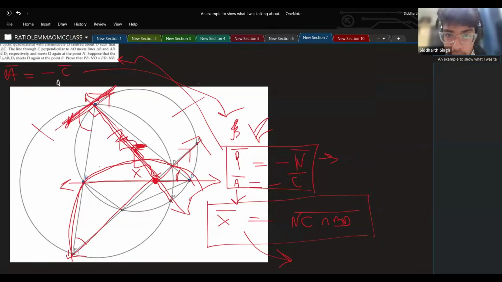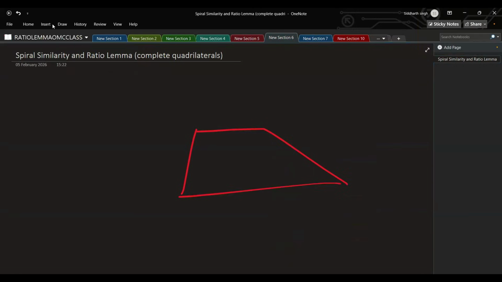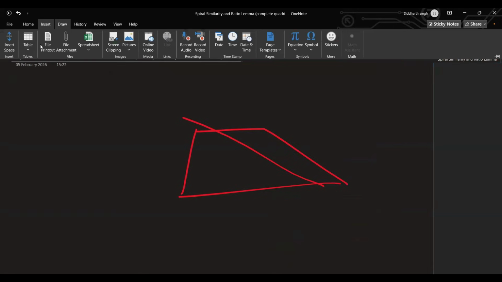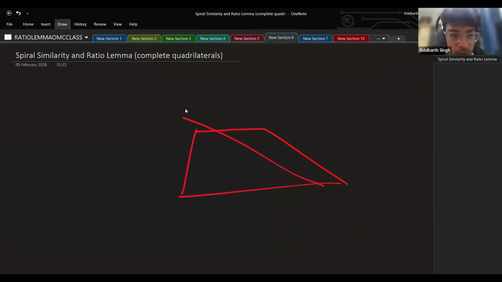Anyways, another thing I wanted to deal with is spiral similarity and ratio lemma. How can spiral similarity be related with the ratio lemma? Do people know what spiral similarity is? No, I haven't heard of it. Okay, just ignore the complicated term. It's not really that hard.